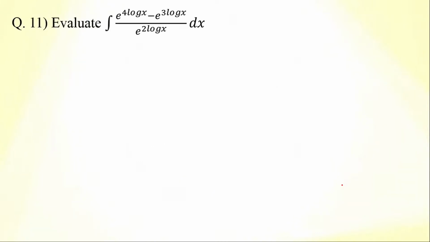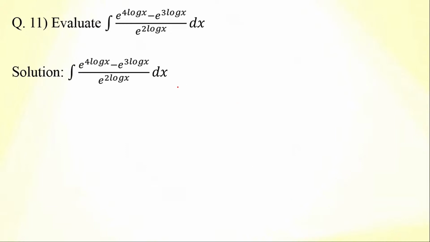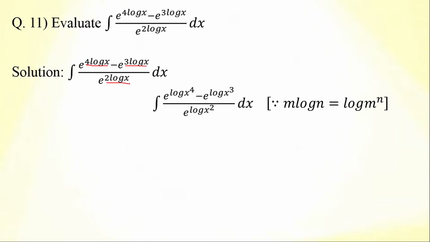Question number 11. e raised to power 4 log x minus e raised to power 3 log x divided by e raised to power 2 log x. This type of function. So look at the function again. If all these things are given to you, like 4 log x, 3 log x, 2 log x, you can use the property of logarithm to write them like log of x raised to power 4, log of x raised to power 3 and log of x squared.